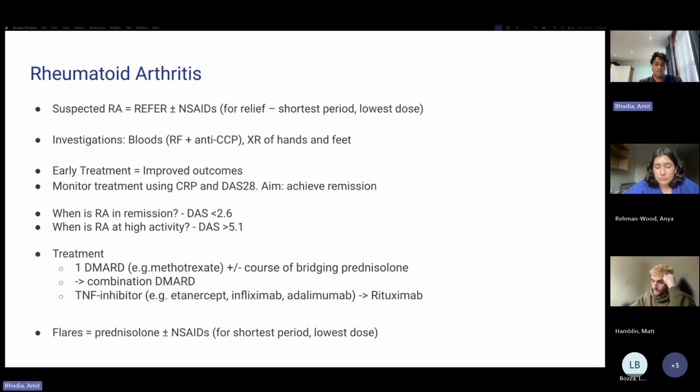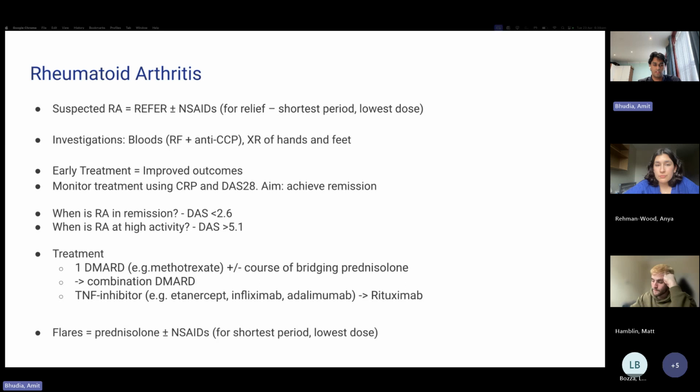The faster we start treating them, the faster we can put their disease into remission, which is sort of the goal of treatment. And we monitor the treatment using their CRP and their DAS28 score, which is a scoring system that uses the number of tender joints they have, swollen joints. They have to get their ESR measured, and then the patient's asked for a global health rating.